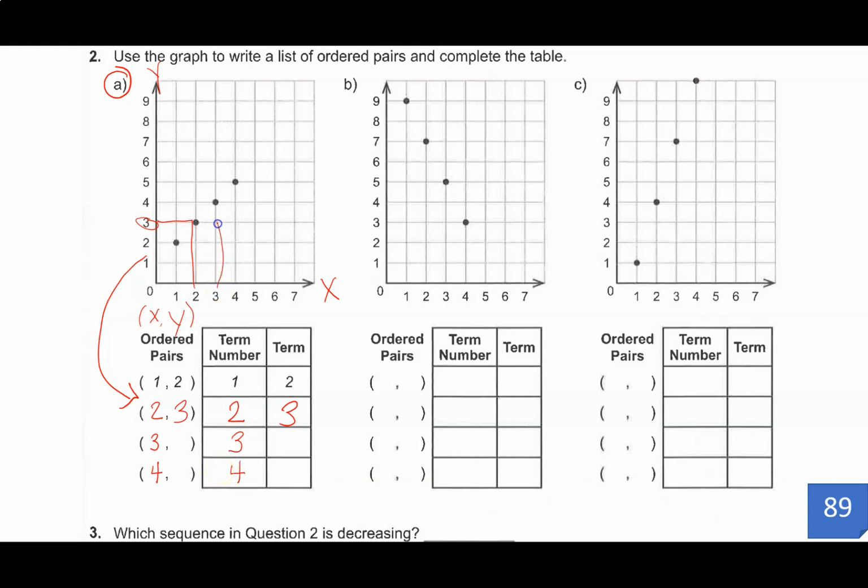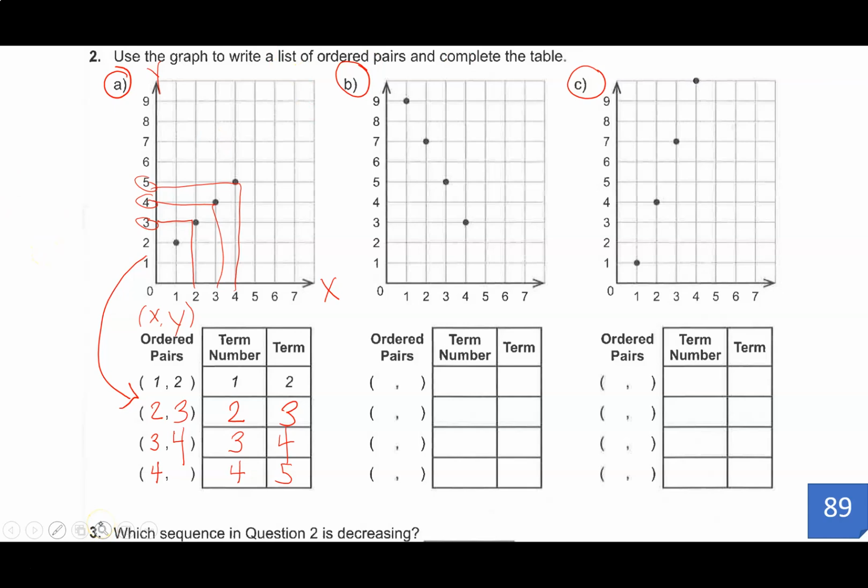The term numbers will always just increase by 1. All right, when x equals 3, y equals 4. When x equals 4, y equals 5. And you may notice a pattern happening in graph A. I would like you to try B and C on your own.